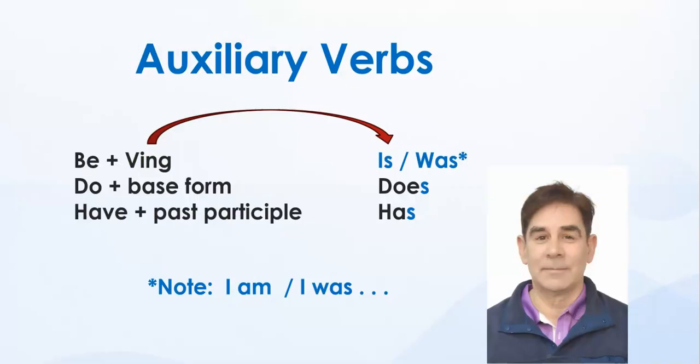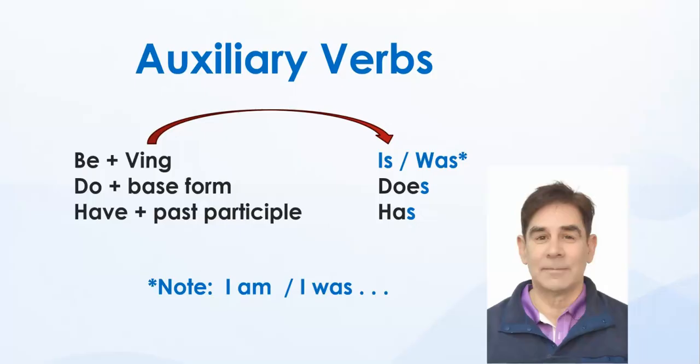With auxiliary verbs, there are typically 2 or more verbs used together. Here are some of the forms. Be plus verb ing. Now the first verb is the one that takes the S form. So we would say is or was, but the ing form is the same for all subjects.